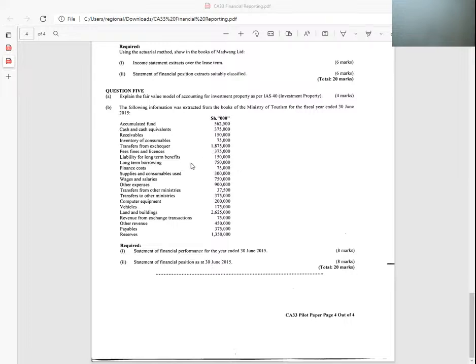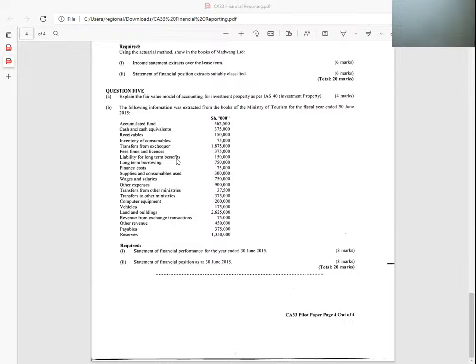From there now we have the next one, which is fees, fines, and licenses. Who issues licenses? It is the government. When they give you a license as a business, you have to pay them money. So this is an income, and if it's an income, I will take this money to the statement of financial performance.